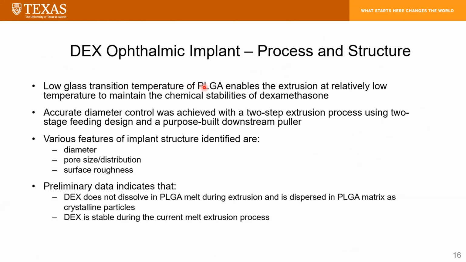because PLGA has a low glass transition temperature, we could extrude those implants at relatively low temperature to maintain the drug and polymer stability. And we designed a two-step extrusion process, and with a puller, we could achieve very consistent dimension control. Some of the key physical attributes of implants: diameter, pore size, pore distribution, and also surface roughness. And due to the time constraint, I didn't put too much discussion on the surface roughness.